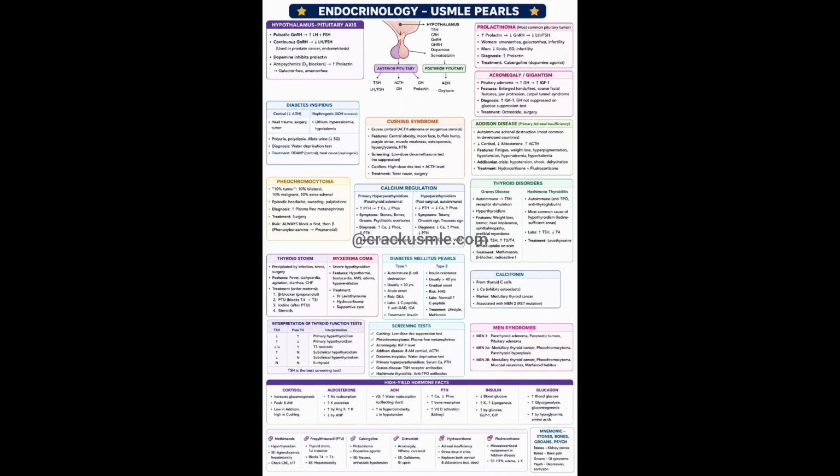MEN syndromes. MEN1 includes parathyroid adenomas, pancreatic tumors, and pituitary adenomas. MEN2A is characterized by medullary thyroid cancer, pheochromocytoma, and parathyroid hyperplasia. MEN2B includes medullary thyroid cancer, pheochromocytoma, mucosal neuromas, and a marfanoid habitus.